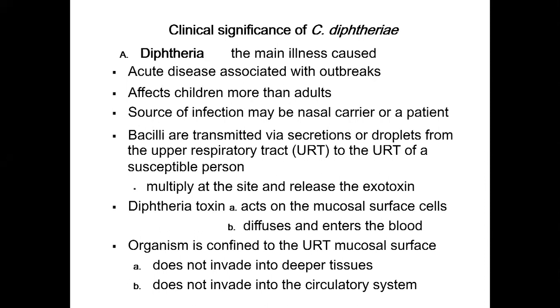So once it gets into the upper respiratory tract on the mucosal surface, it multiplies there at the site and releases the exotoxin. And then that toxin acts on the mucosal surface cells at the point where it is released, and it also diffuses and enters the blood circulatory system, and it goes to the other parts of the body. Otherwise, the organism does not go further than the site of infection, the mucosal surface. It remains confined to that part, and it does not invade into deeper tissues, and it does not invade into the blood circulatory system.